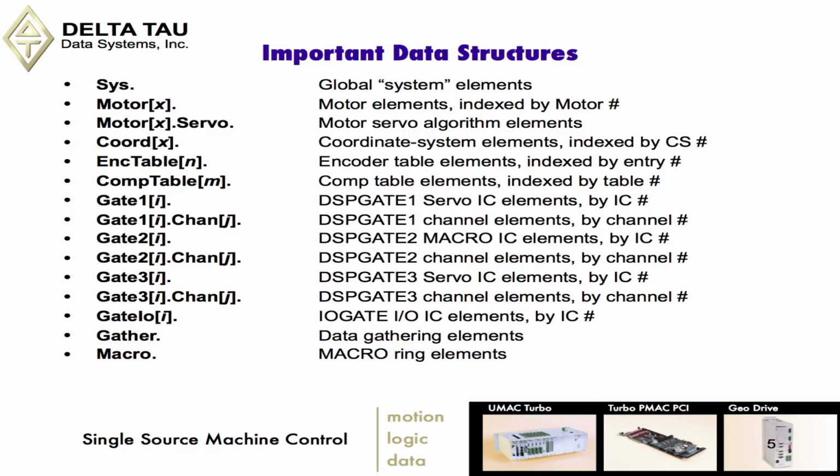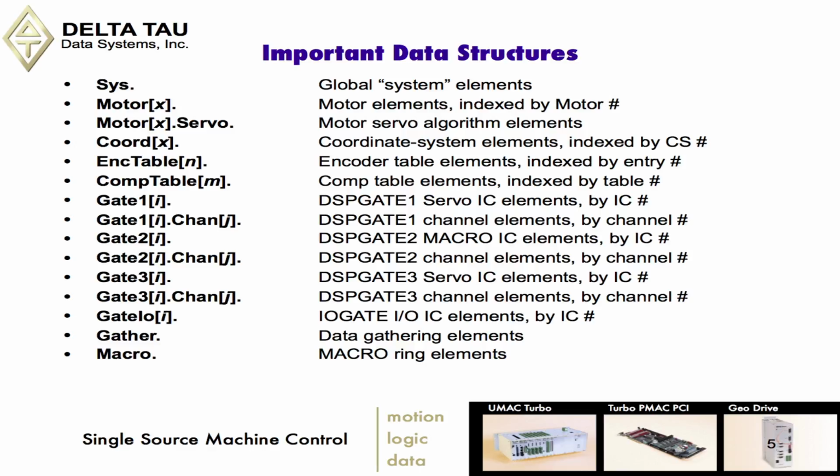The DSP Gate2 also has the same data structures: Gate2[i], Gate2[i].Chan[j]. Gate3, same thing. This is the DSP Gate3. Now, DSP Gate3 was designed for Power PMAC only. The Gate1 and the Gate2s are also used with Turbo PMAC. And so Power PMAC can work with the Turbo PMAC Gate1 and Gate2 ASIC servo ICs.